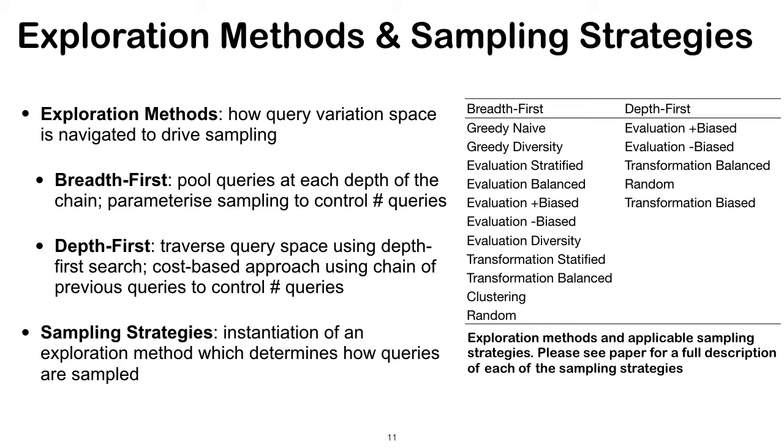The main contributions of this work are the ideas of exploration methods and sampling strategies. An exploration method is how the query variation space is navigated in order to drive sampling. In this work, we have 2 exploration methods, a breadth-first approach and a depth-first approach. The breadth-first approach pools queries at each step in the chain, and we have a parameter to control how many queries we sample. In the depth-first approach, the query space is traversed using a depth-first search, and a cost-based approach using the chain of previous queries is used to control the number of queries sampled.